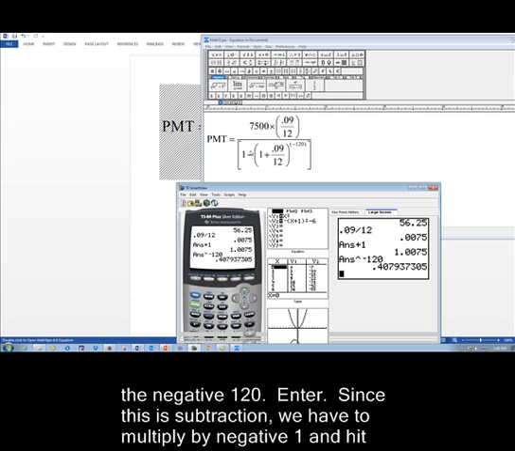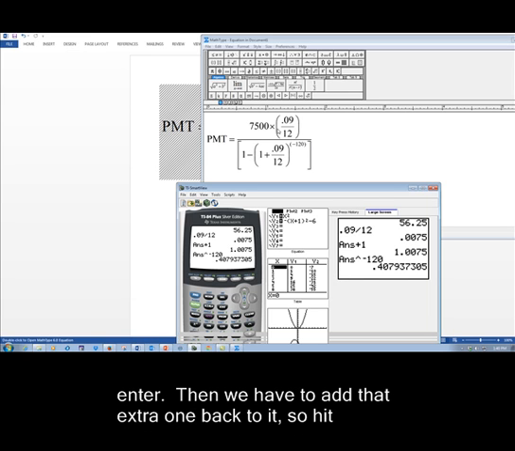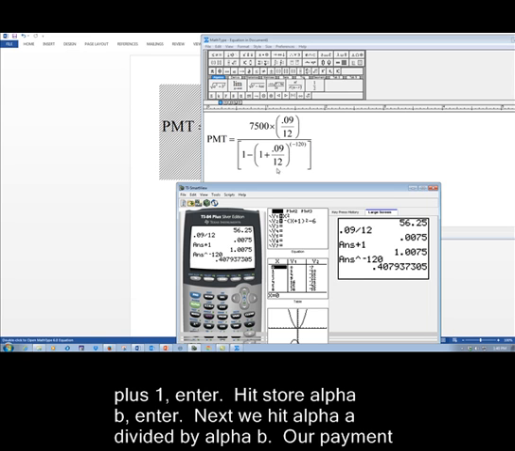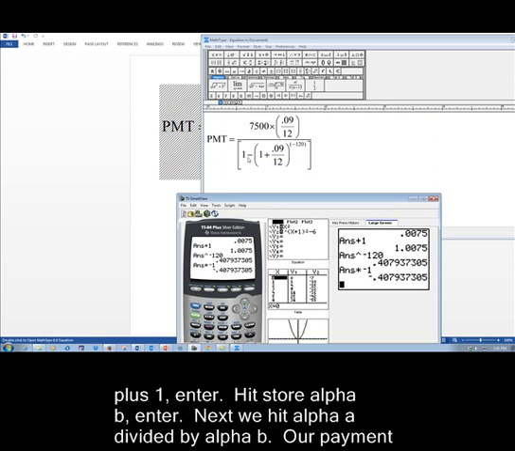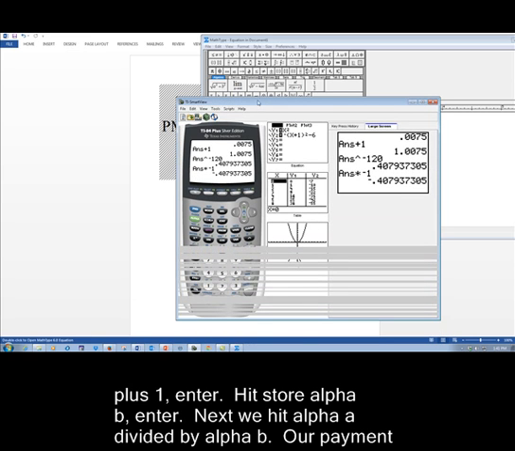Now that gives us this whole piece right here. Because it's subtraction, we're going to take our calculator and do times negative 1. That does the subtraction. We've dealt with the subtraction sign, but we still have this 1 out here. We're going to need to add that 1 back to what we've got and hit enter. This is the bottom of our calculation.